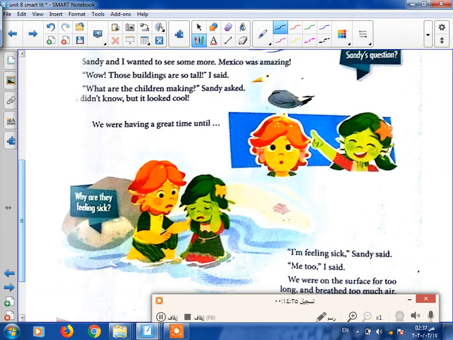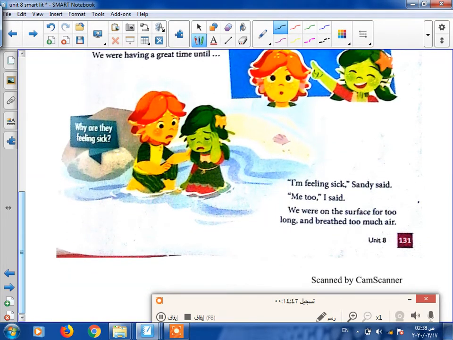We were having a great time, but suddenly, Junior 3, the two sisters feel sick. Why? I'm feeling sick, Sandy said. Me too, I said. We were on the surface for too long and breathed too much air. Why are they feeling sick? Because they were on the surface for a long time and they breathed too much air. Okay, let's turn the page together.